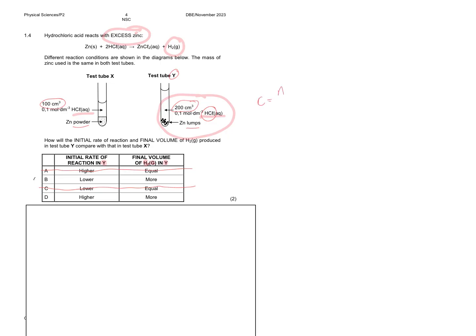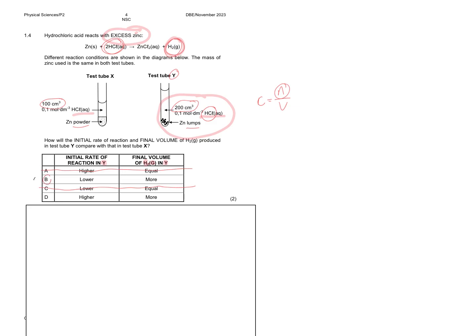C is equal to N over V. And so whatever the concentration is, if the volume is double, you're going to have a bigger N. And if you have more of this, you're going to make more of this, logically. So it's definitely more for the final volume of the hydrogen gas. And in test tube X, the initial rate, so what is the difference in the rate between Y and X?